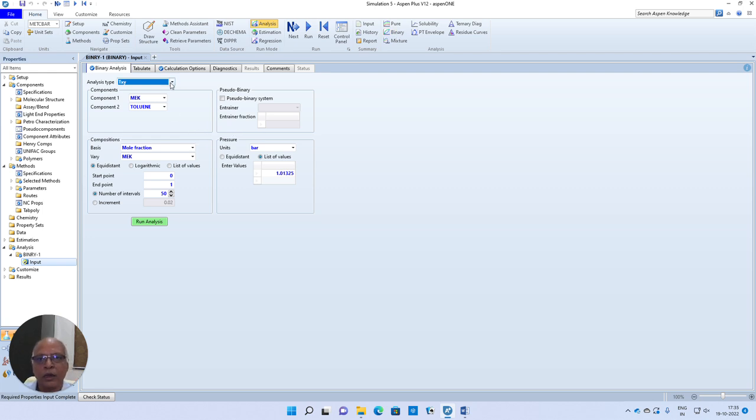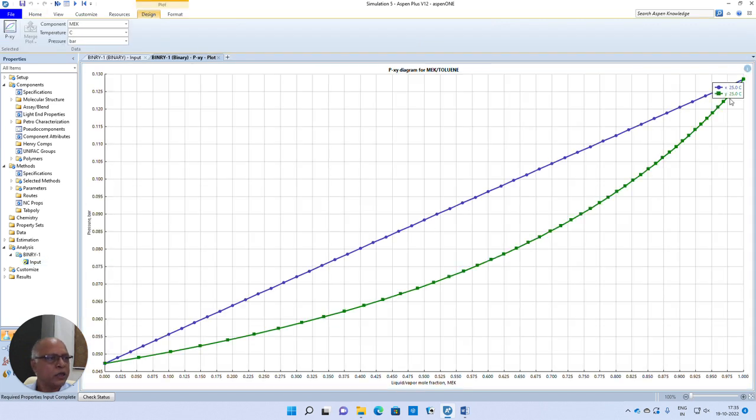Now you can see, first of all, let me plot the Pxy diagram. By default, we are supposed to take the more volatile component as the basis for plotting Pxy diagram or Txy diagram. Now you can choose whatever temperature you want to plot. By default, it is using 25, but whatever is the temperature, you can specify. Let me run. Now you can see the Pxy diagram is obtained. Remember, you need to choose an appropriate property package in order to get an accurate result.